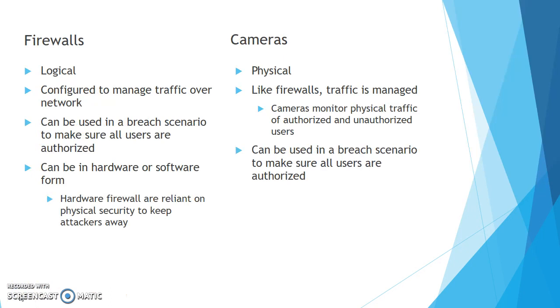Firewalls and cameras are the next two that we will look at. Firewalls are a logical security and cameras are a physical security. These both work very similarly in the fact that they are both used to manage traffic. A firewall is configured to manage the traffic over a network, and a camera can be used to look at the actual physical people coming in and out of a building. Both will record logs and, in the event of a breach, can be utilized to evaluate traffic in and out and to see if any unauthorized users were accessing information that they shouldn't.